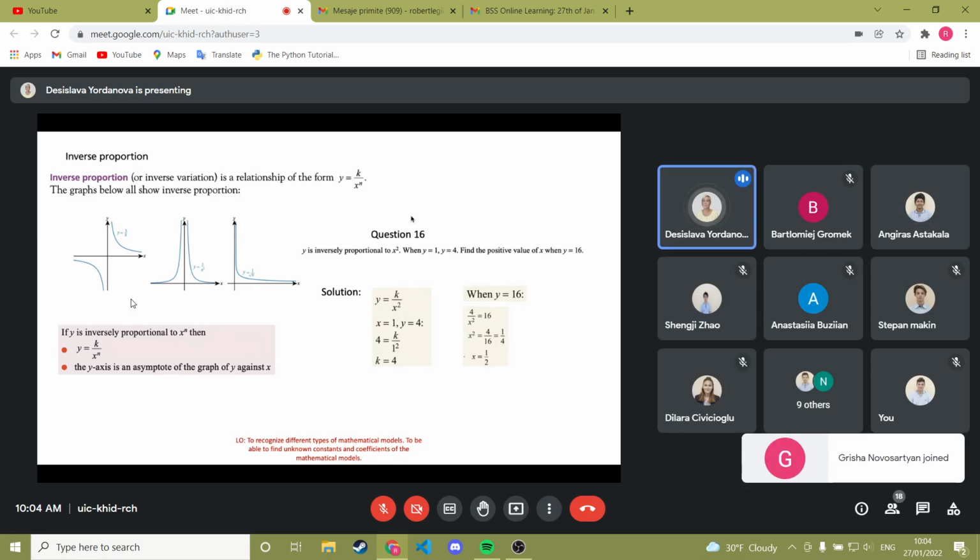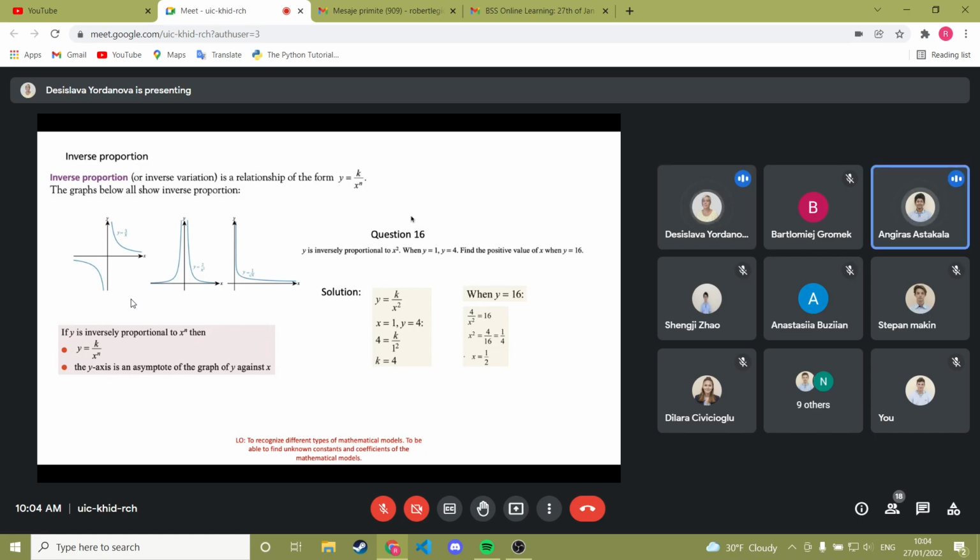When y equals 16, you will have 4 over x squared equals 16. X squared equals 1/4. Here, on the exam, you should write that x equals 1/2 or negative 1/2. And because they want the positive value, that's why x equals 1/2. Right? Yep.